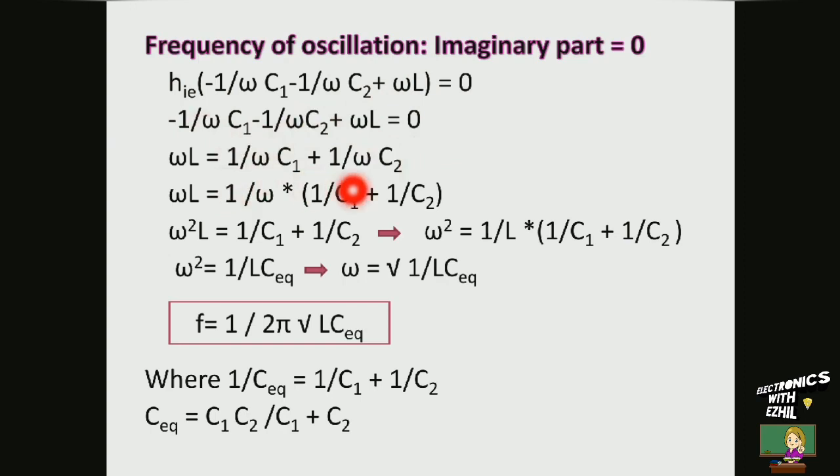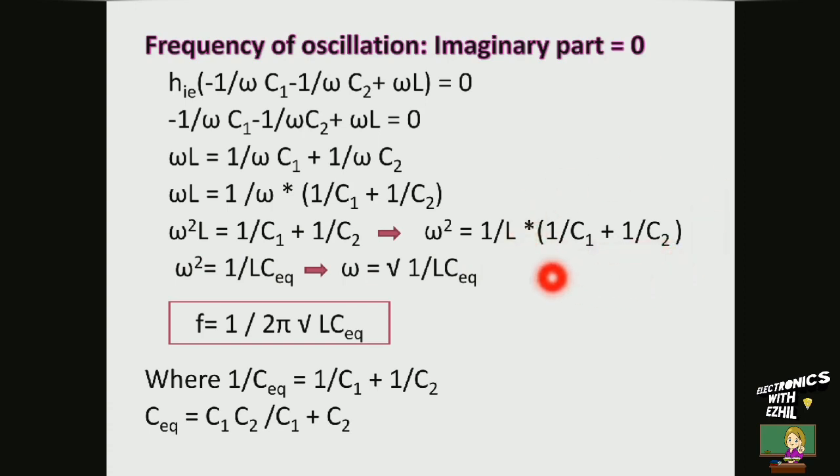These two terms are brought to the other side, so they become positive. We'll take 1 by omega commonly out between these two terms. It becomes 1 by omega into 1 by C1 plus 1 by C2. We'll bring omega to the other side, so it comes in multiplication. Omega square L is equal to 1 by C1 plus 1 by C2. We'll find out omega square from it.